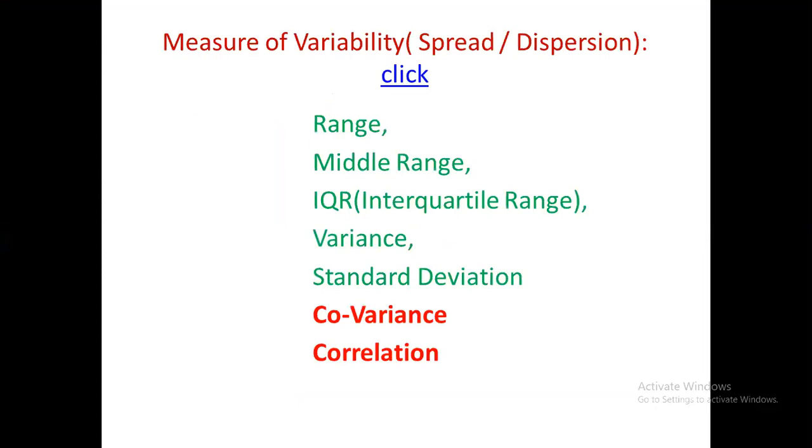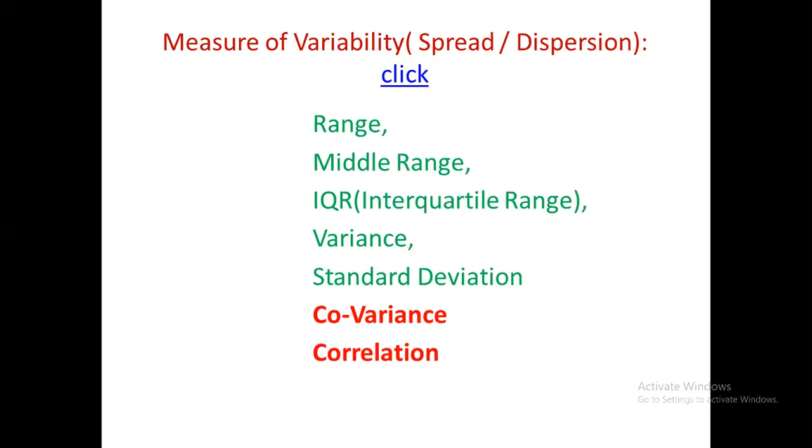Today I am going to discuss the measure of variabilities. Mostly I will concentrate today on variance, standard deviation, covariance and correlation of the variables, or correlation of the attributes, or correlation of the features.